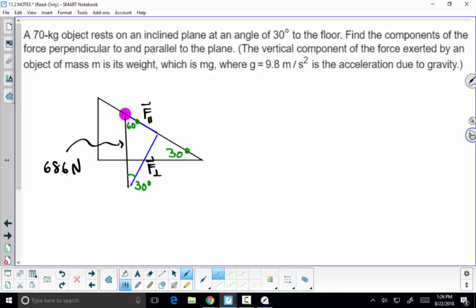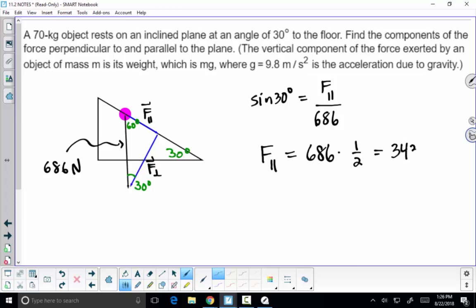So now we just use right triangle trig. We're focusing on the 30. If we do sine of 30, we get opposite, which is the force parallel. Notice that I took away the vector symbol, because now I'm thinking of a right triangle with just legs that have numerical values. So F parallel without the vector symbol is the length of the actual vector, the magnitude of the vector. So the force is going to be 686 times the sine of 30, which is a half. So we get 343 newtons. That will be the force parallel.